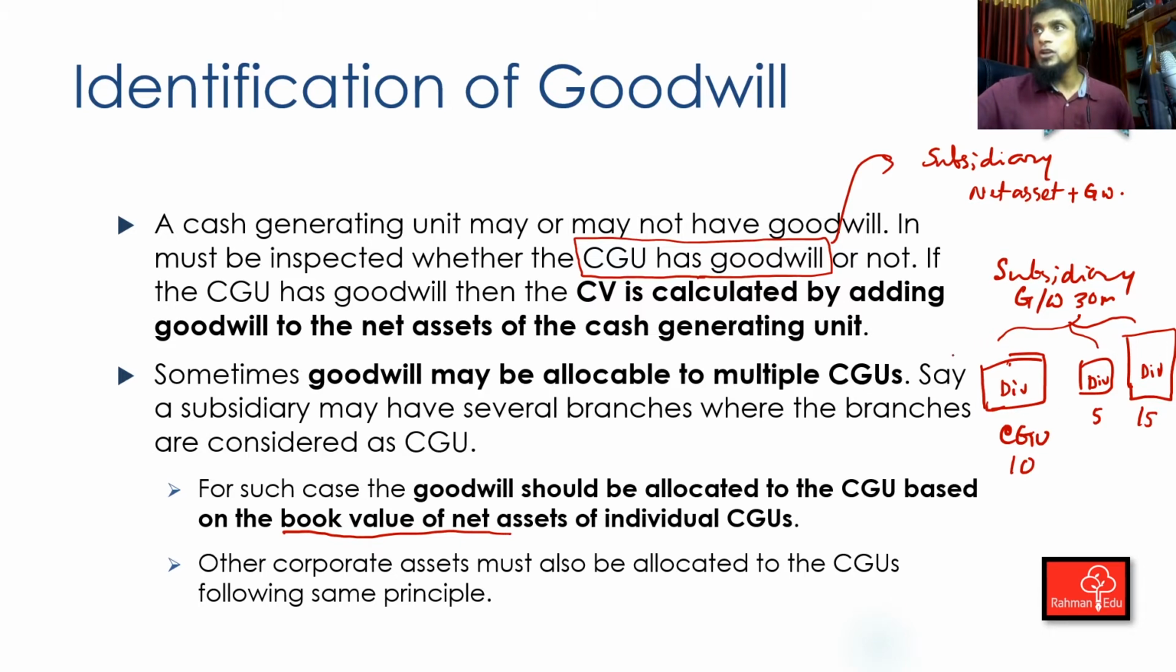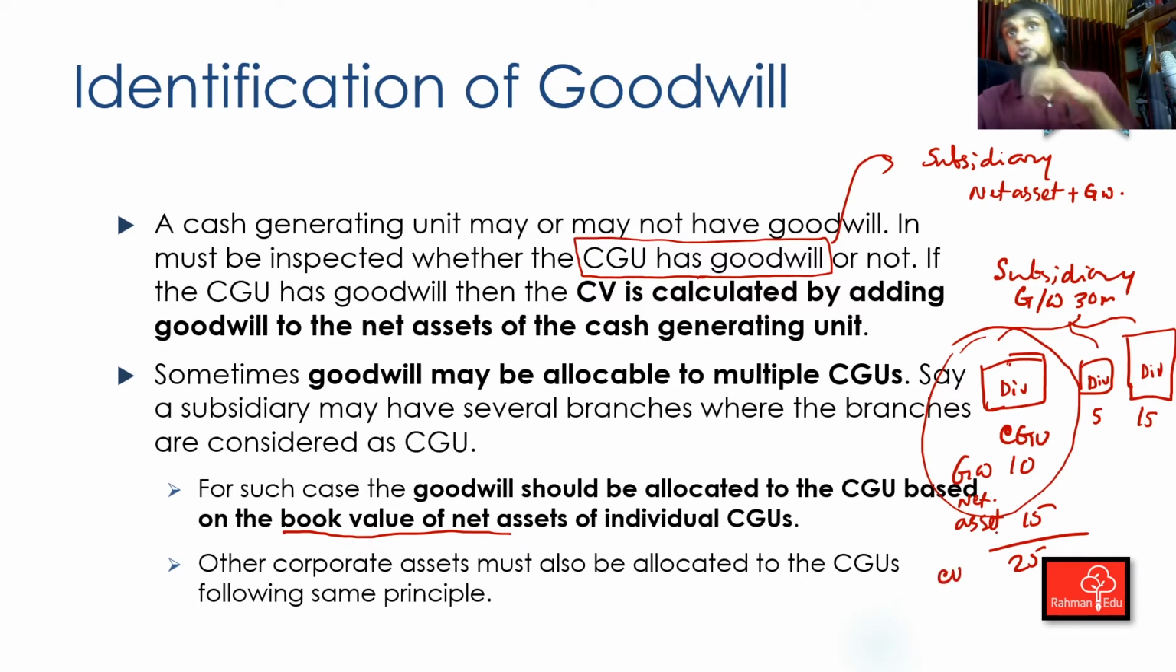Now this is our target CGU. We are going to impairment test this particular CGU. So we have goodwill, and we need to take net assets. Maybe that is another 15, 25. That's the carrying value for the impairment test. It is the carrying value for the impairment test, not to show in the statement of financial position. No, for the impairment test.